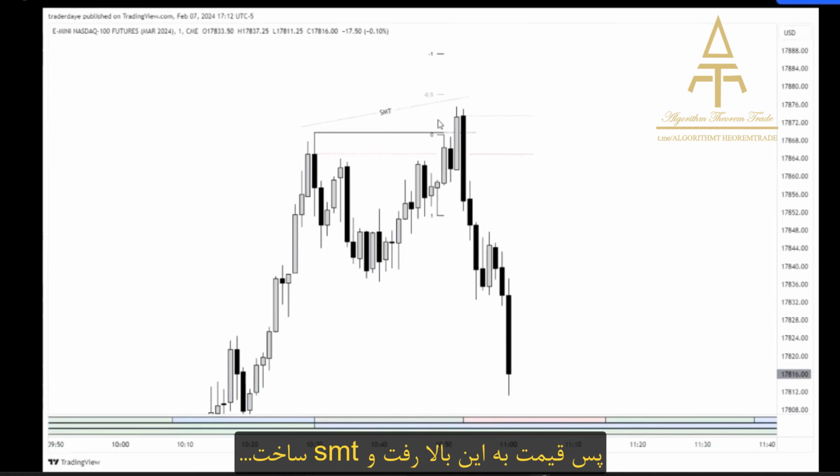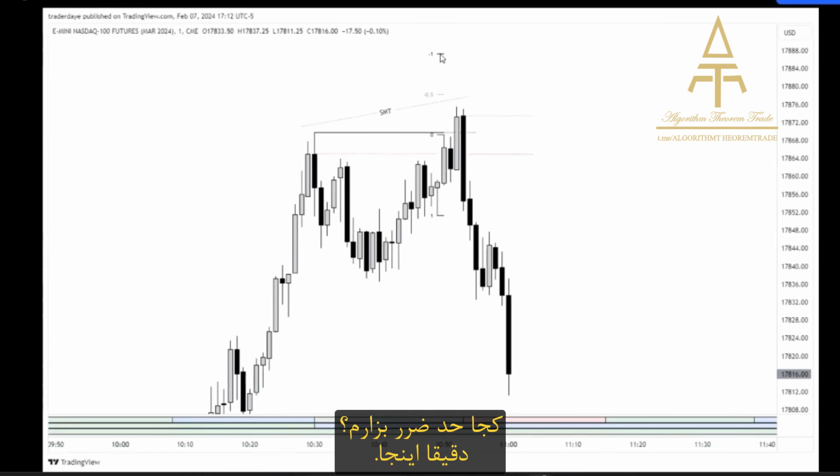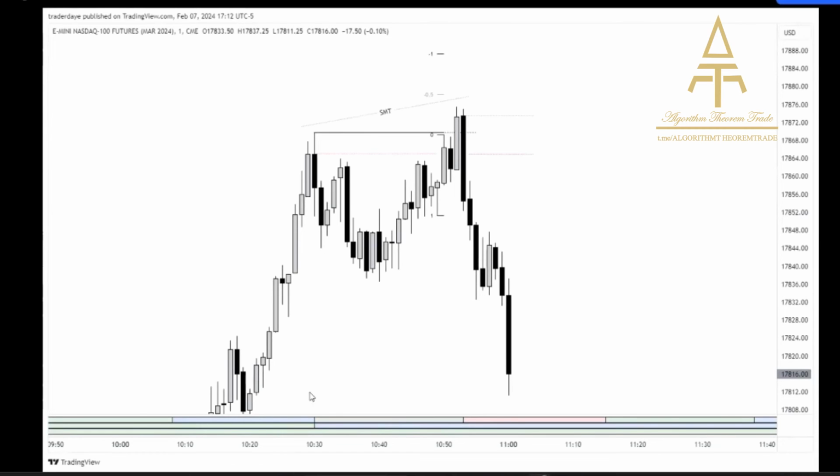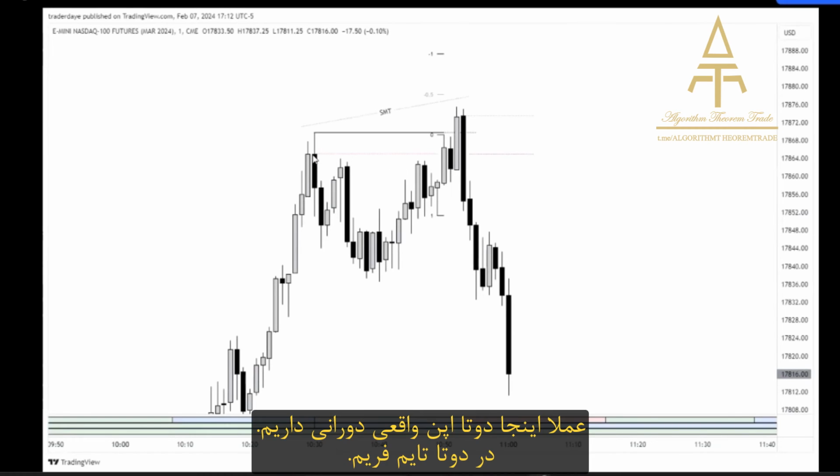So we had price trade above here, made SMT. Where do you put your stop? Right here. So this is literally the true open of this microcycle, right? And this is the revolving true open. What else do you see? It's literally two revolving true opens, right? You have a higher time frame one here too.